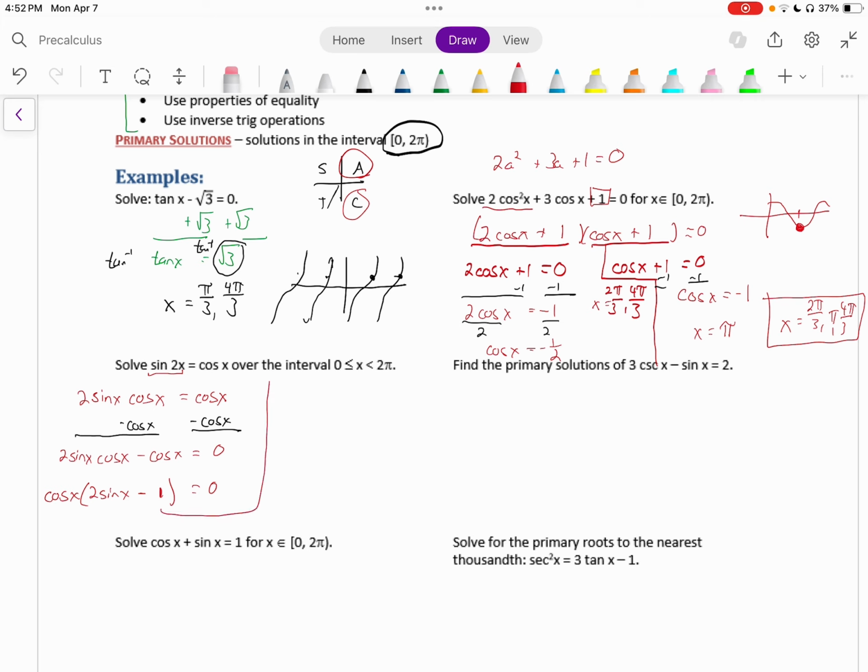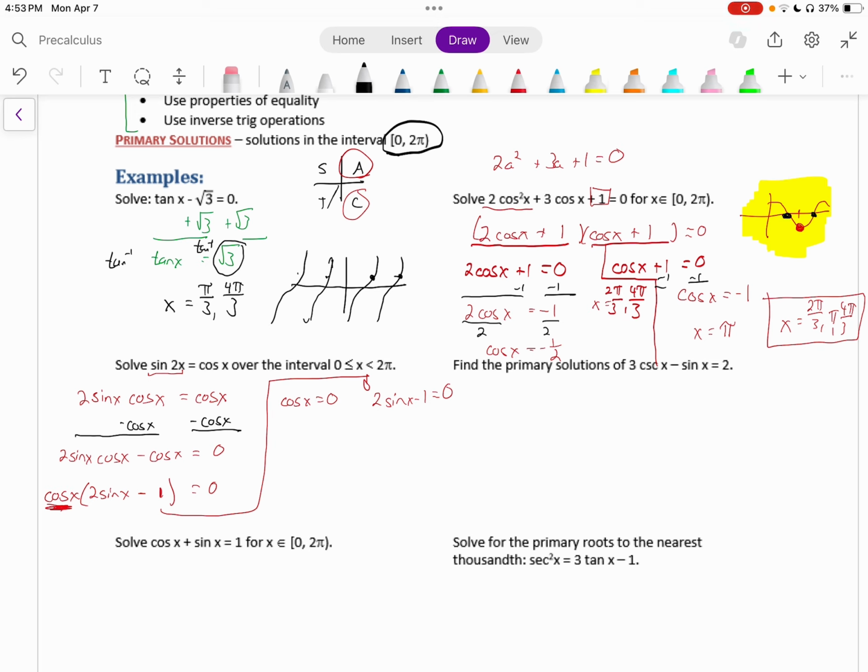So either cosine of x equals 0, or 2 times sine x minus 1 equals 0. We will solve these individually. So this first one, we think, when does cosine equal 0? Well, I'm going to come back here to this highlighted portion, and I'm going to think, when does cosine equal 0? It equals 0 at pi over 2 and 3 pi over 2. So x equals pi over 2 or 3 pi over 2. That's how we solve that first one.